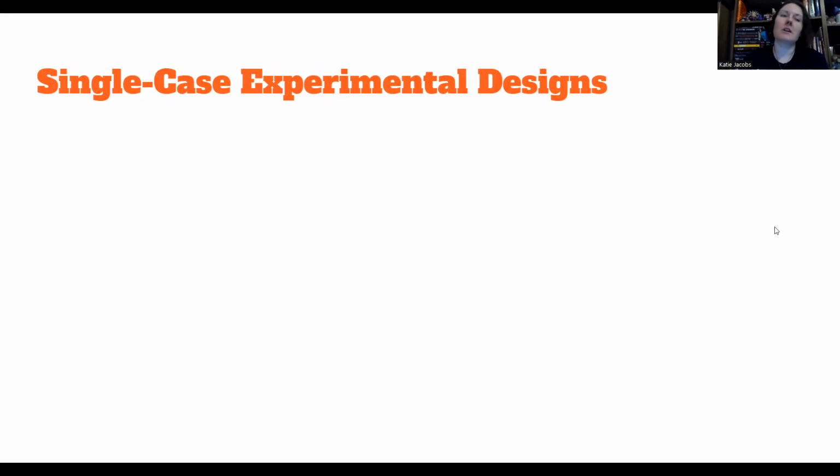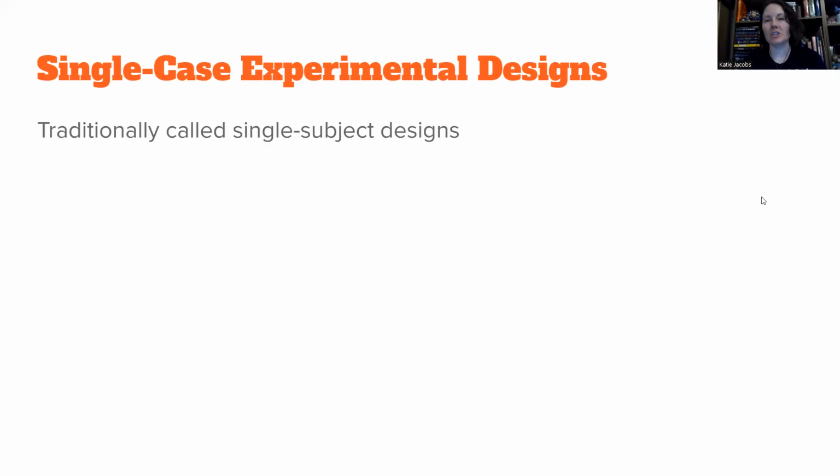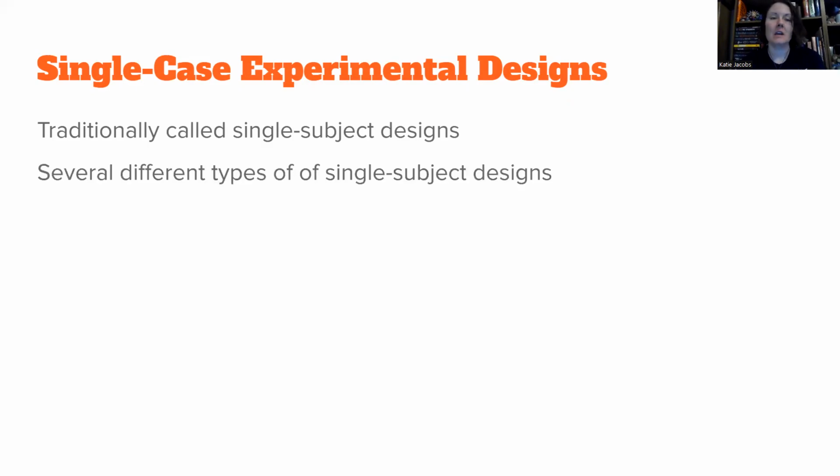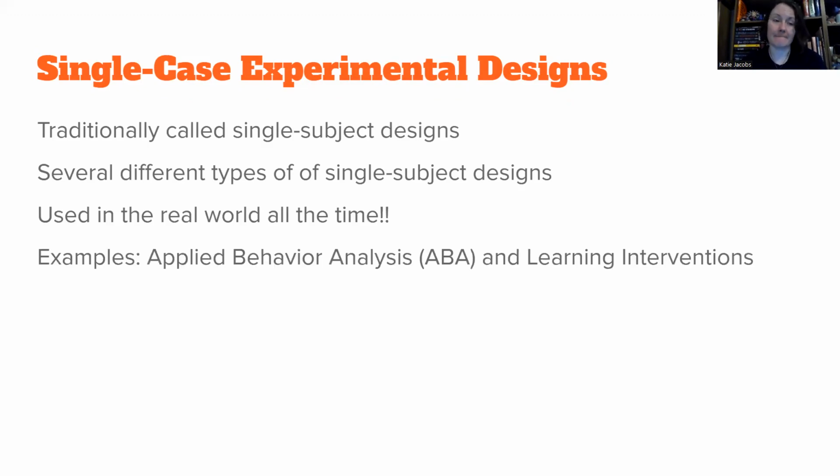The first part that we're going to start discussing is single case experimental designs. Traditionally, we hear these referred to as single subject designs, and that's actually how I'm going to refer to it most of the time anyway. There are several different types of single subject designs, and these are actually used in the real world all the time. So, for example, people use this in applied behavior analysis, or ABA, as part of their jobs of behavioral interventions.